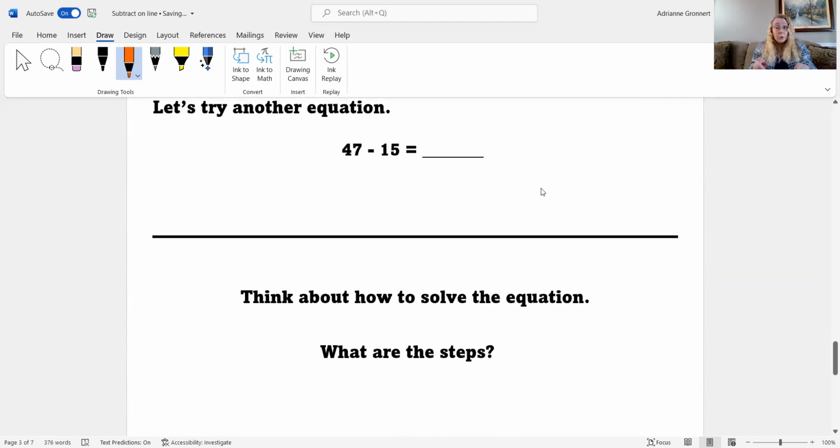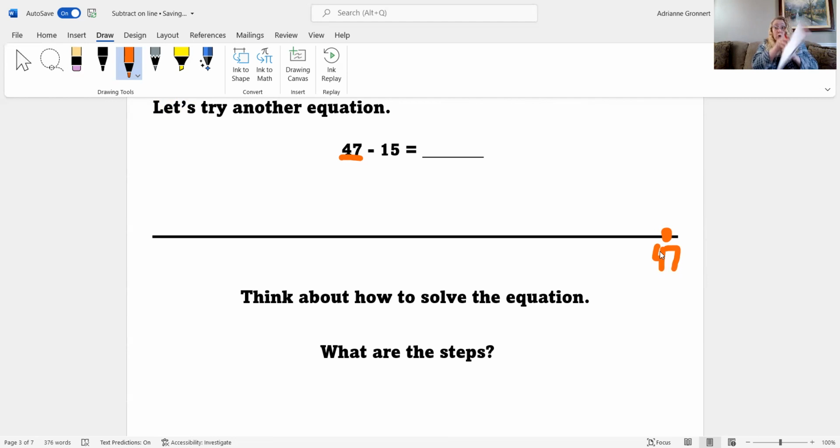I want you to think right now about the steps. Do you remember how to solve the equation? Okay, what do I do first? That's right. First, I look at the equation. Yes, and I see that the minuend is 47. So I mark the number line at the end with the number 47.